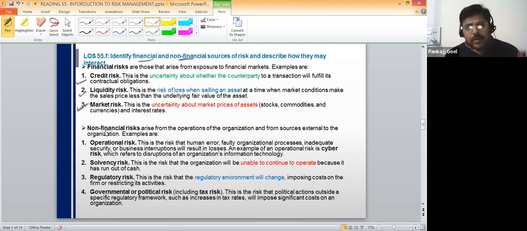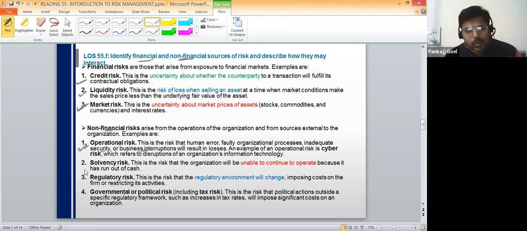There can be non-financial risk as well. So we can have operational risk. It means if we talk about the process, there is some fault in the organization process. So there is inadequate security. For example, there are some business interruptions. For example, a strike happens, or let us say something happens due to any lockdown or that kind of thing. So these all risks are basically operational risk.